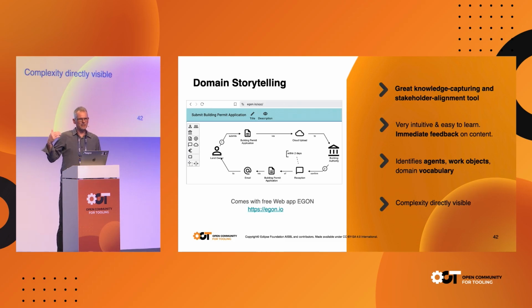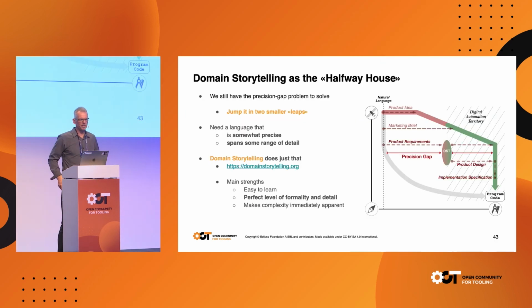And from these, I can later easily derive more formal documents. So I'm using domain storytelling as a halfway house to break down that huge precision gap. We make a stop in the middle, and rather than going from informal text, Word documents, whatever, sketches, we do domain stories and we start to focus on that process, but with a strong notation of work objects and agents and actions. We need a language that is somewhat precise, but not too much, and that can span some range of detail. And domain storytelling does just that.